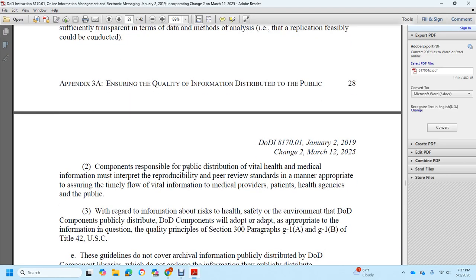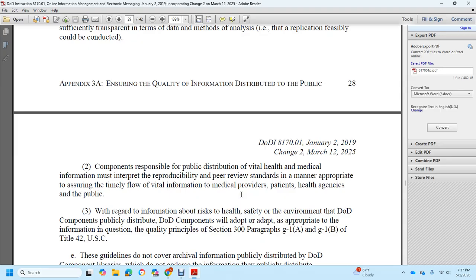Components reasonably apply a reproducibility review standard to the public distribution of vital health and medical information, in a manner appropriate to ensure the timely flow of vital information to medical providers, patients, health agencies, and the public with regard to risks to health, safety, and the environment that the DoD components publicly distribute.